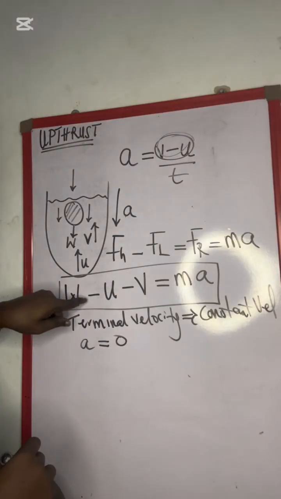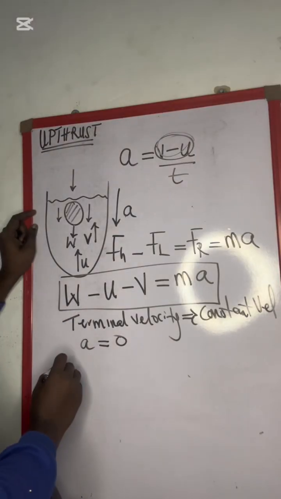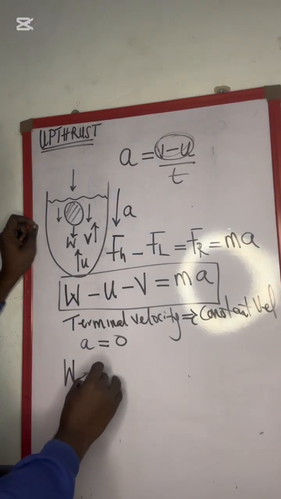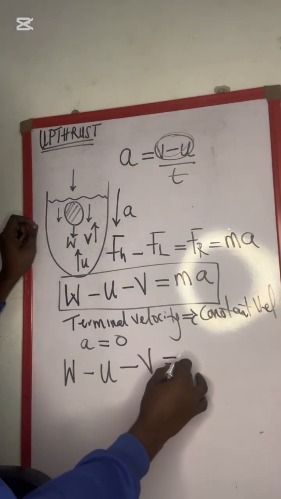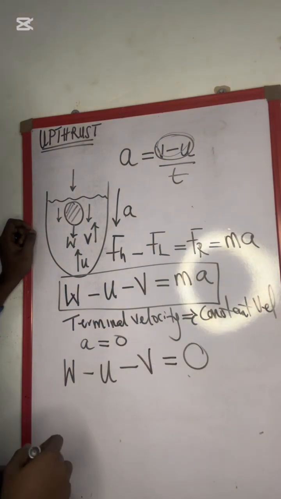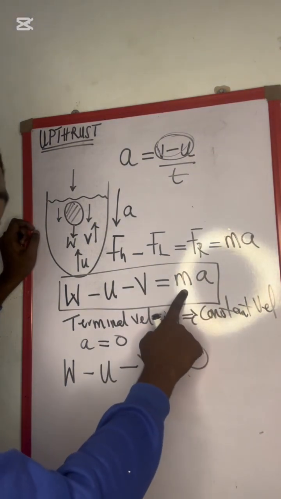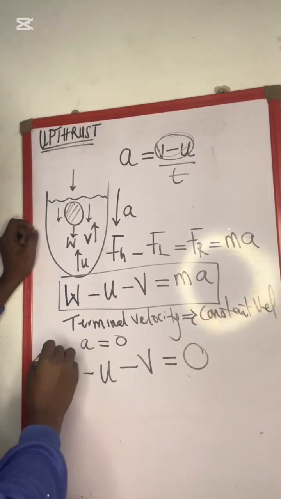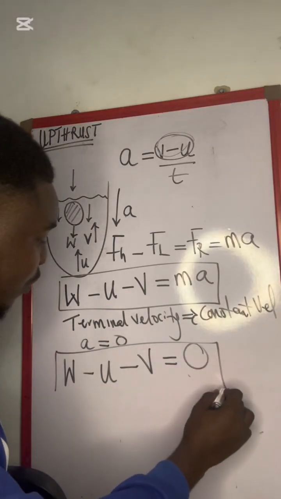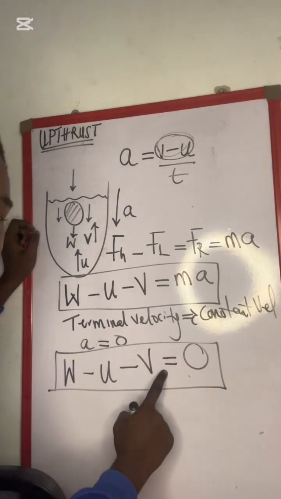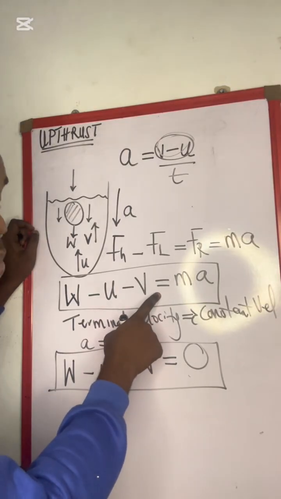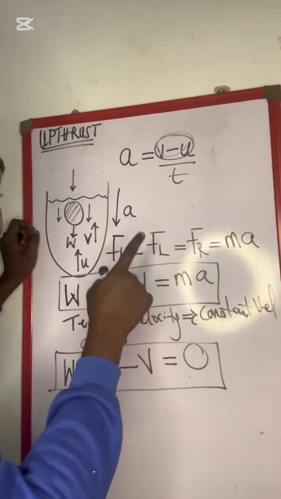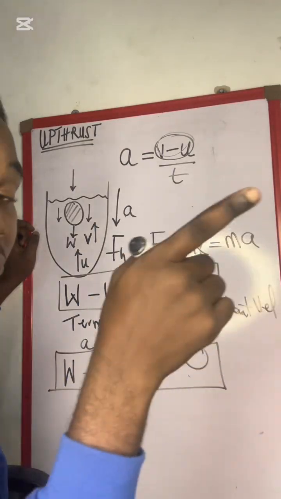So we can rewrite this formula as weight minus upthrust minus viscous force equal to 0, because 0 times m gives you 0. So this formula is applied when we have terminal velocity, while the other is applied when the object is still moving, not at terminal velocity.